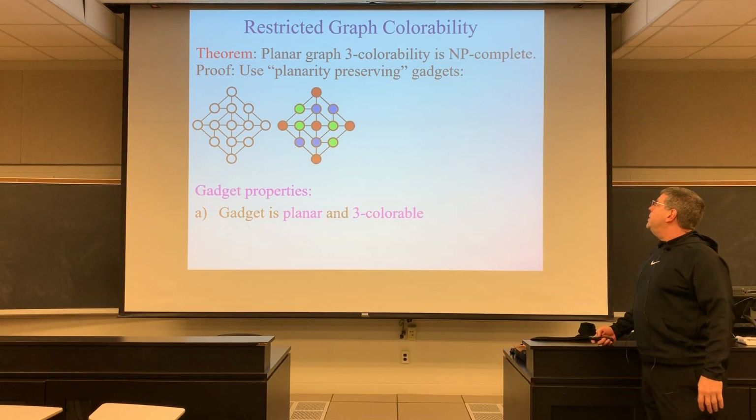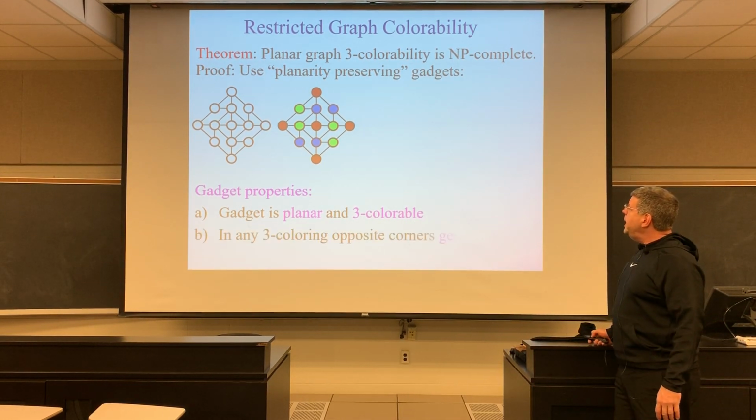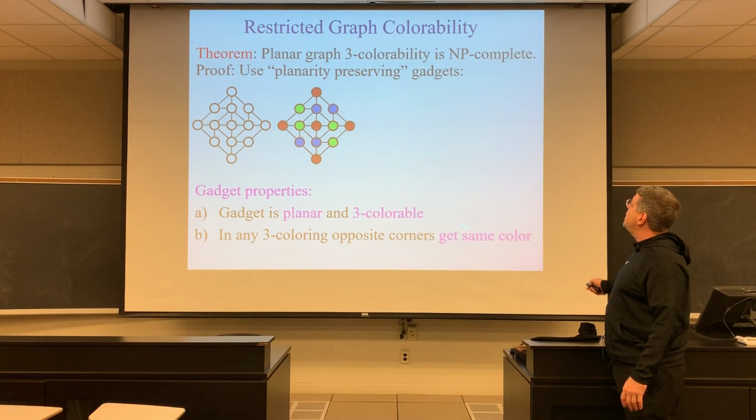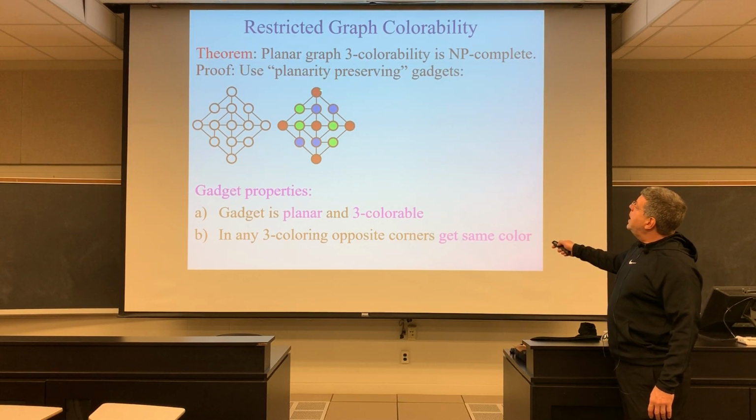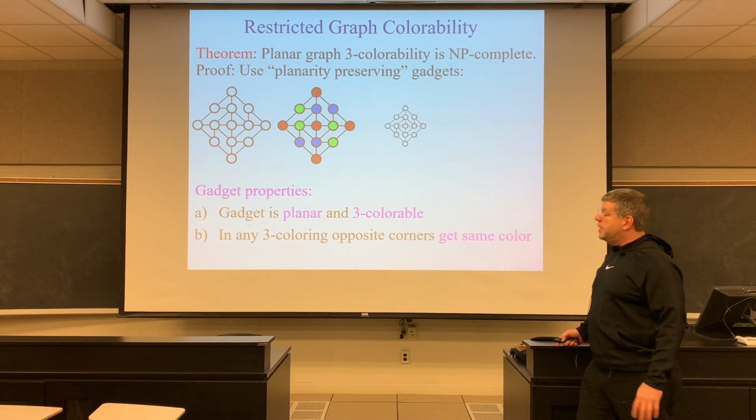So this gadget is planar and it's three-colorable. And in any three-coloring, opposite corners get the same color. So whatever this color is, it'll be the same as that color. And separately, whatever the leftmost color is, it'll be the rightmost color on the other end, independently of the first pair. And this requires proof.